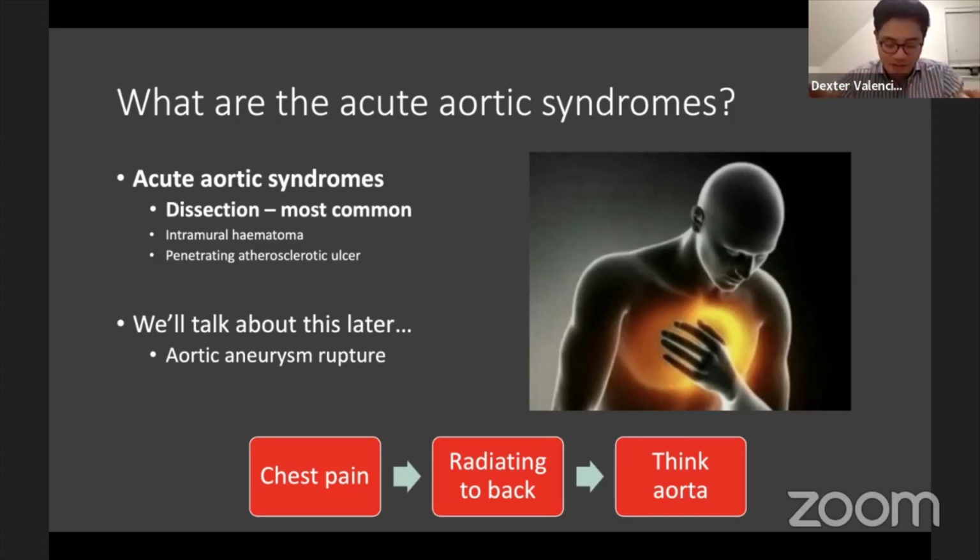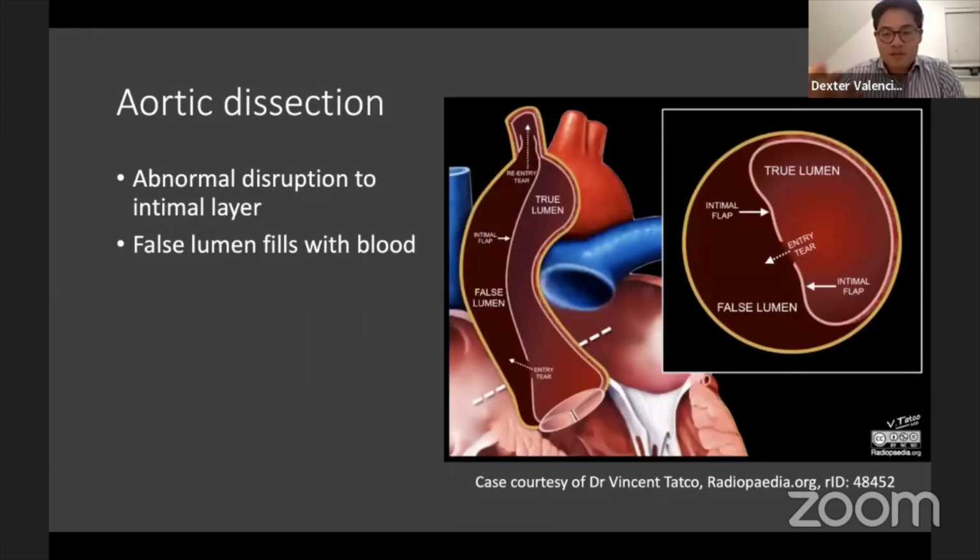So you have a patient that comes into your emergency department, they're a smoker, they're talking about this chest pain which is really severe, it's going towards their back, it feels like a tearing chest pain. You need to think that this patient might be having acute aortic syndrome. And how do we look at that? Before we go into any scanning, we need to understand what that is.